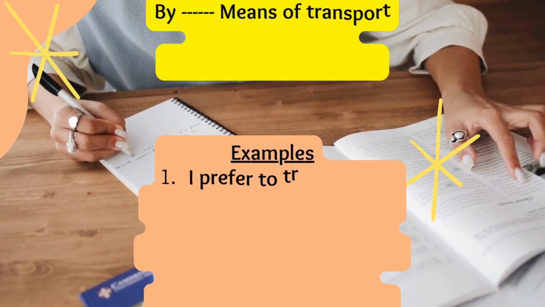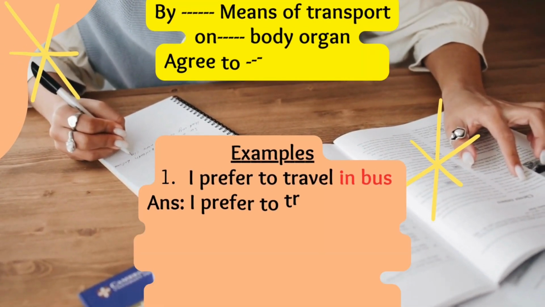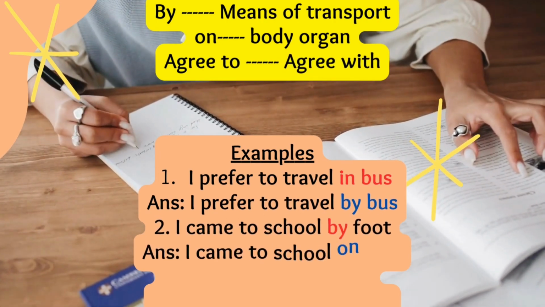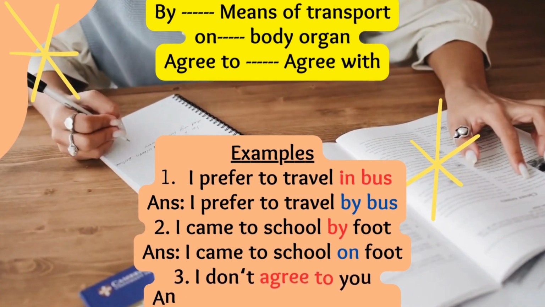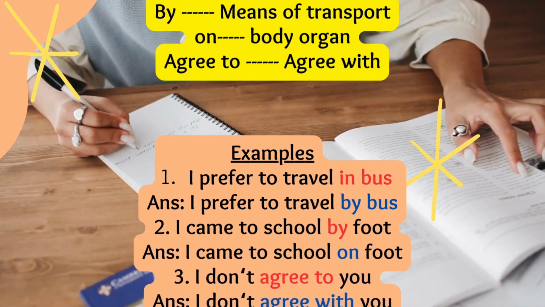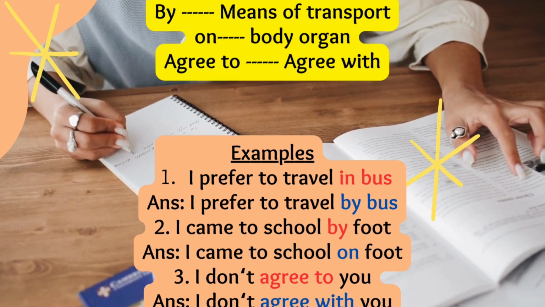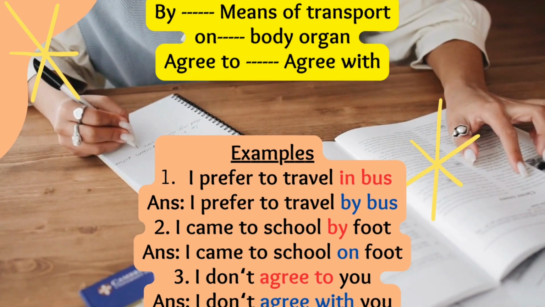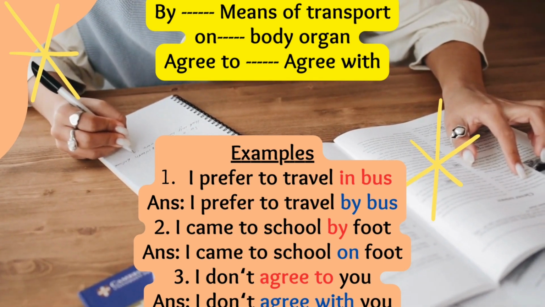We need to use the word by when we travel by means of transport. We need to use the word on when we travel using body agents. Agree to should be replaced by agree with. Examples. First one, "I prefer to travel in bus." Bus is a means of transport. In should be replaced by by. Answer: I prefer to travel by bus.